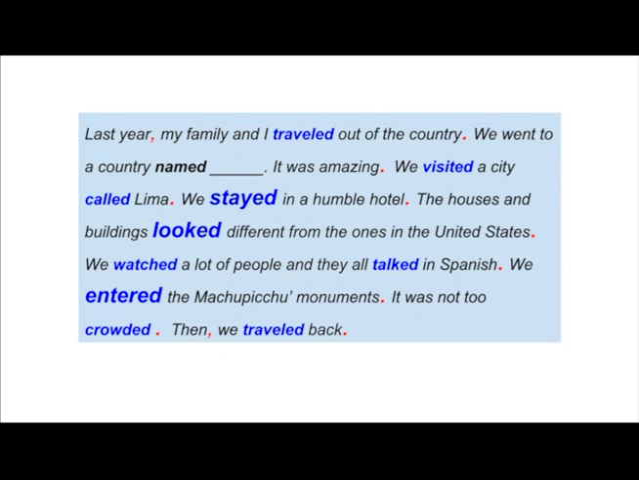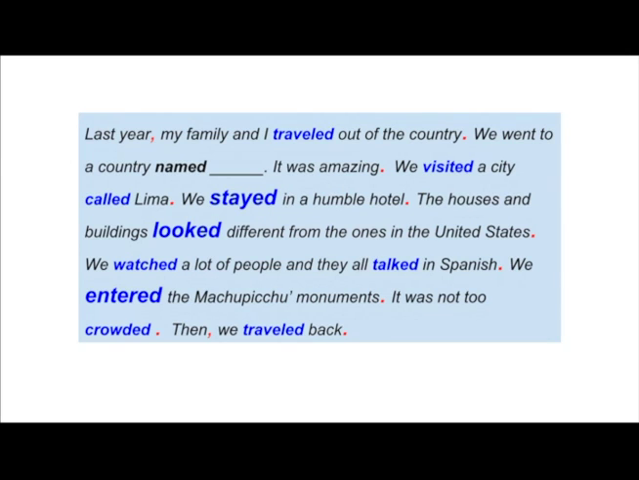We entered the Machu Picchu monument. I think this is the biggest clue that I gave them, because anyone who has gone to this country probably has gone to this place, because it's one of the wonders of the world. It was not too crowded. Then we traveled back. I hope you figured out what the country is, right?